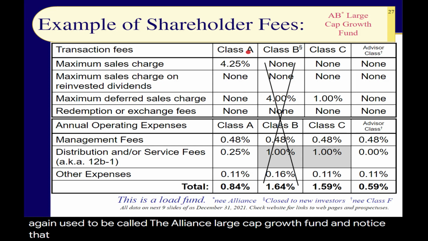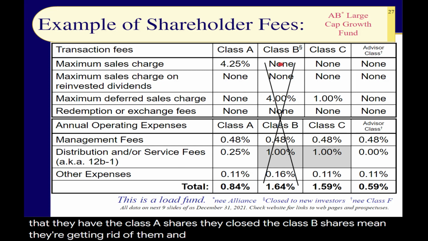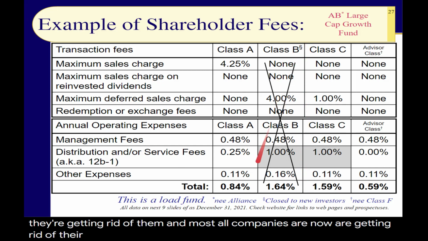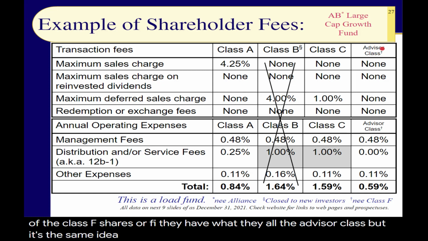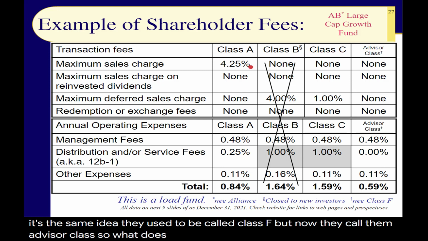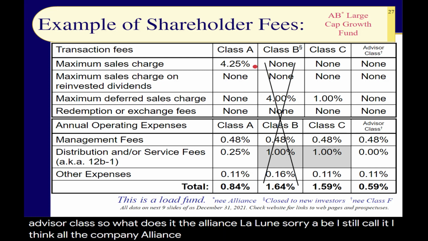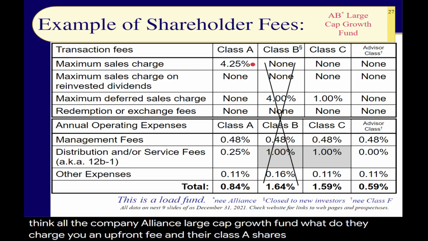And notice that they have the Class A shares. They closed the Class B shares, meaning they're getting rid of them. And most all companies now are getting rid of their B shares. And they have the Class C shares. And then instead of the Class F shares or FI, they have what they call the advisor class. But it's the same idea. They used to be called Class F, but now they call them advisor class. So what does the Alliance, AB, I still call the company Alliance, Large Cap Growth Fund, what do they charge you on an upfront fee on their Class A shares?